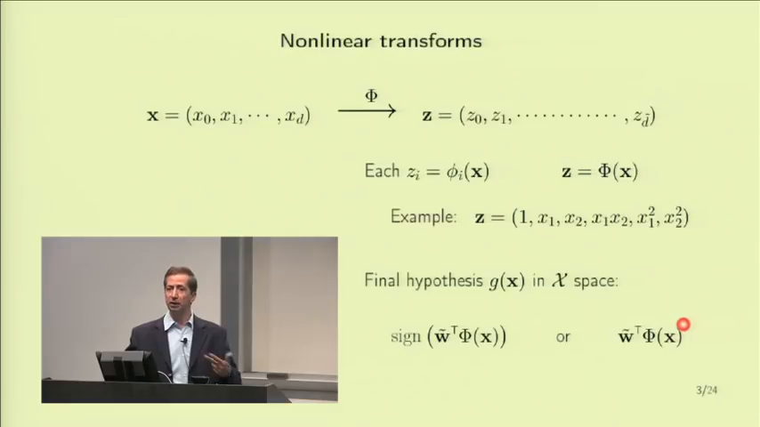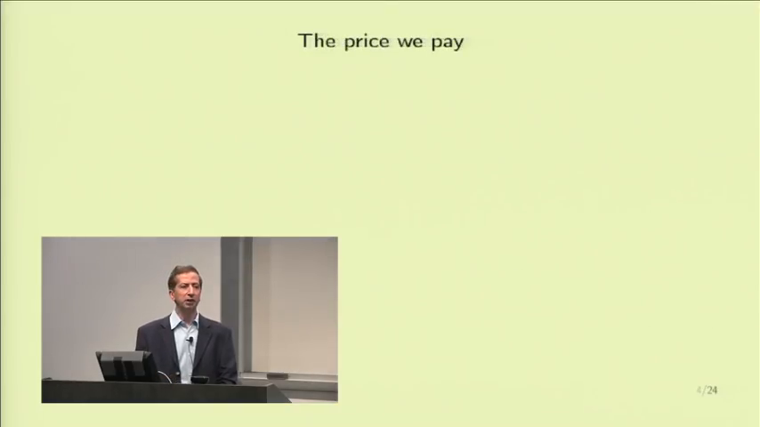And as we will see, we'll have a third one, which is in between taking the sign and leaving the quantity alone when we talk about logistic regression. So that's the summary of nonlinear transforms that we have seen so far. And now we talk about generalization. Ask ourselves, what is the price we pay when we do a nonlinear transform?